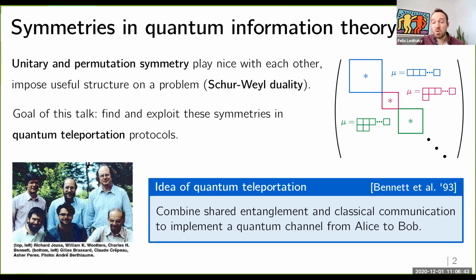The idea of quantum teleportation is that you combine two resources, shared entanglement between two parties that are spatially separated, and classical communication, in order to implement a quantum channel between these two parties. So using these two resources, they can send each other quantum information. I will explain in more detail how this actually works. The goal in this talk is to discuss a variant of teleportation called port-based teleportation, where we have these permutation and unitary symmetries built into the problem, and we can exploit them to analyze it.